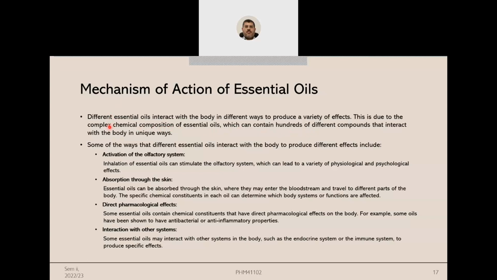There are some theories about their effect. One of the theories is that they activate the olfactory system. Essential oils, once inhaled, stimulate the olfactory system, which is responsible for sensing smell. This will lead to a variety of physiological and psychological effects. They also stimulate the olfactory region in the brain, and then it will produce psychological and physiological effects.